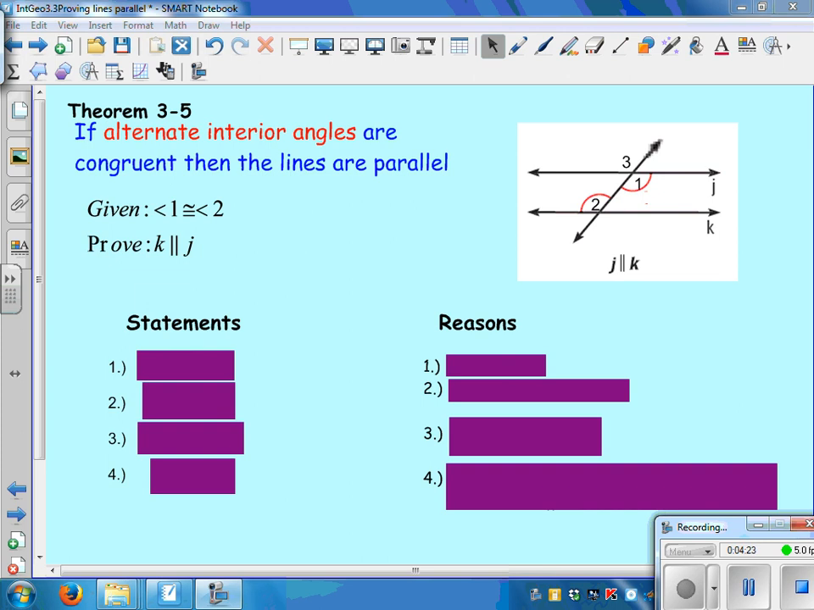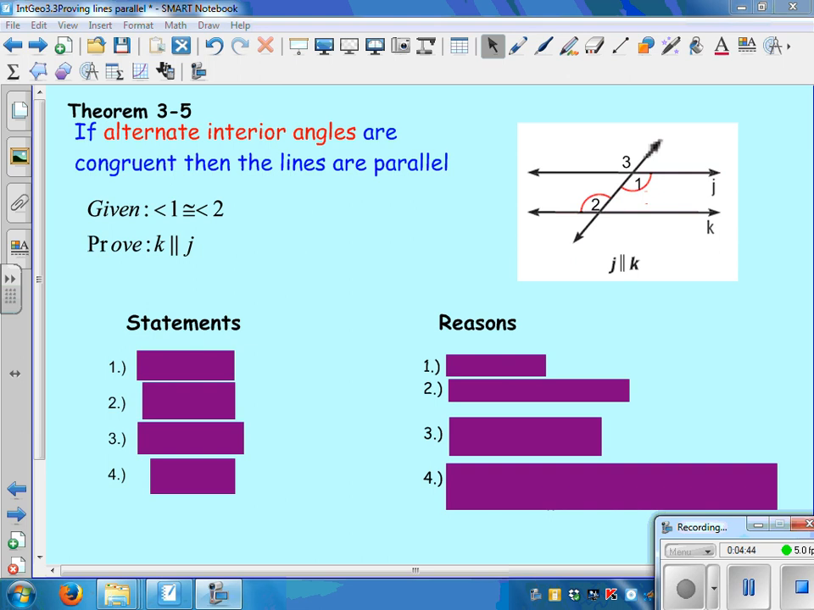We have to prove one of the theorems. The theorem we're going to prove, if you have alternate interior angles that are congruent, then we're going to establish that the lines are parallel. Once we prove that, you can use it. But right now, we're going to have to prove it a different way. There's only one way you're allowed to prove it right now, and that's with corresponding angles.